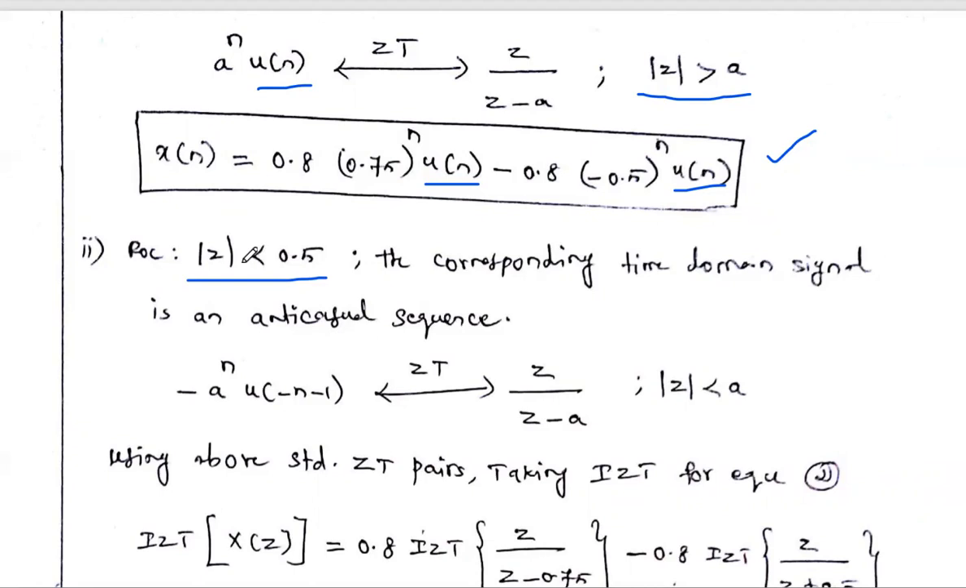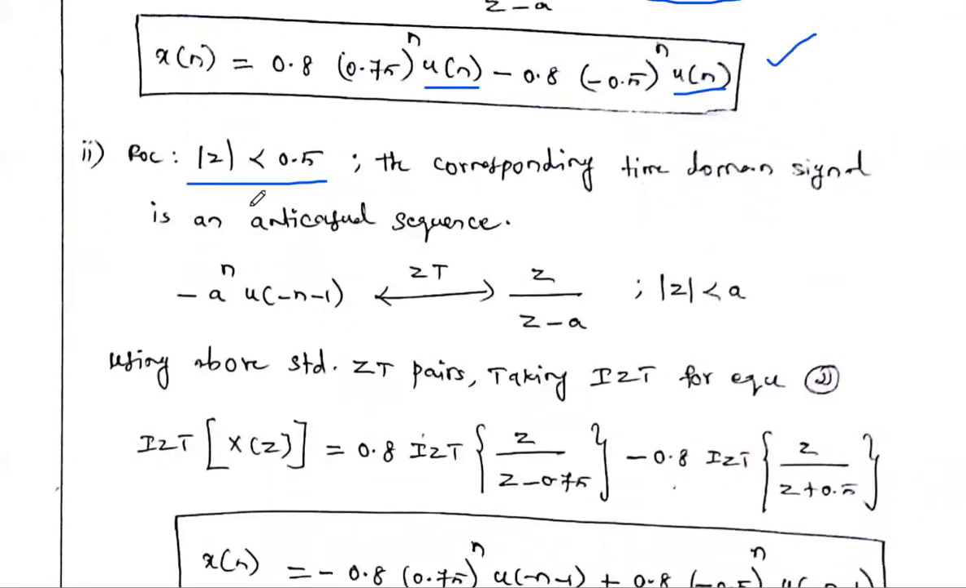Okay, so what is the ROC is less than some value? For which signal the ROC is less than some a, that is the interior part of the circle having radius a, that signal is an anti-causal signal. Already we derived this problem. We calculated this for the anti-causal sequence and causal sequence, for all sequences we derived the Z transform problem in the previous videos.